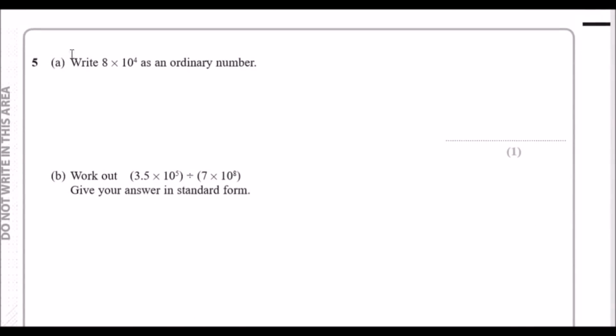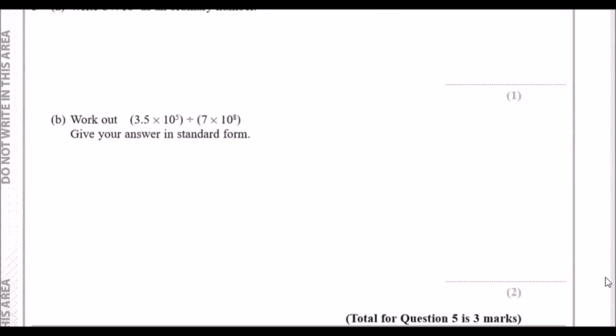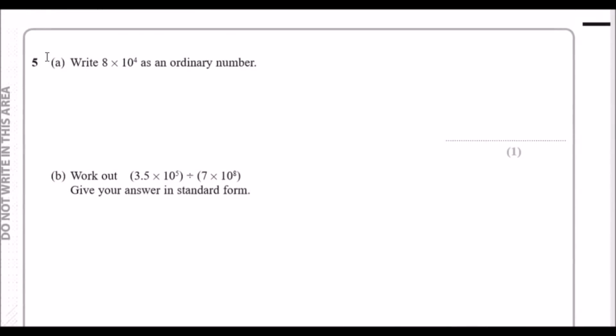Now, write, okay, all right. You know what standard form is, this is a nice way to wrap this up. Write 8 times 10 to the power 4 as an ordinary number. Just smash this in your calculator and you should get 80,000.